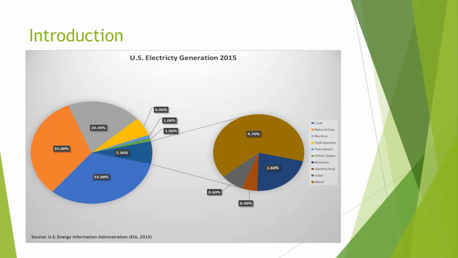In 2015, wind energy only made up 4.7% of total energy generation in the United States. While this percentage is small in comparison to the use of fossil fuels such as natural gas, which was 33%, it still made up the largest portion of all renewable energy that was generated, which totaled at 7.3%.